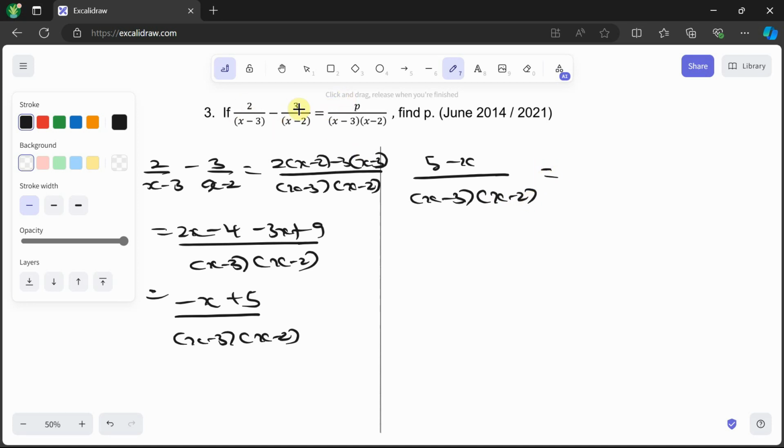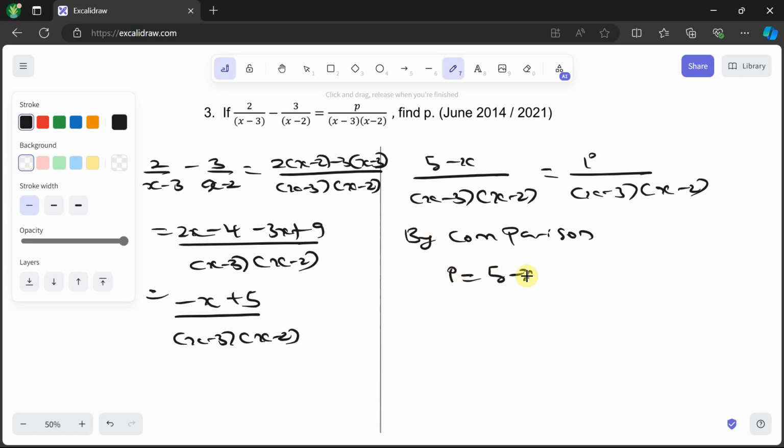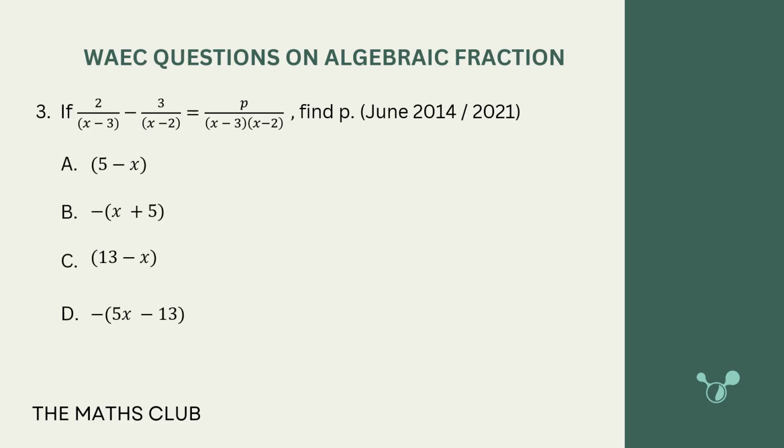I've resolved this side now. So let me place the right hand side, that will be p all over x minus 3, x minus 2. So by comparison, we can see the denominator is the same here. So of course p will just be equal to whatever is this, which is 5 minus x. So this is the value for p. Let's see if we're correct. That will be option A.